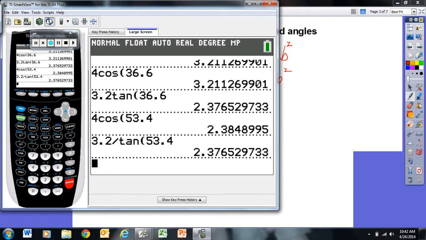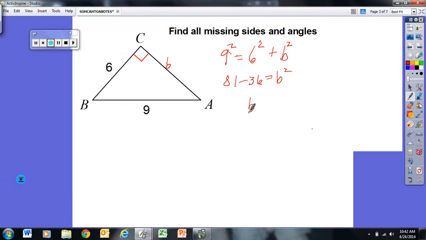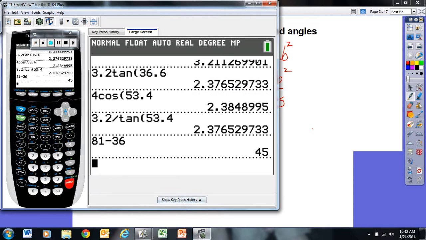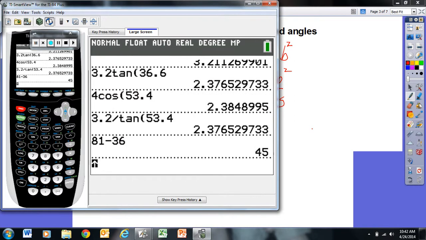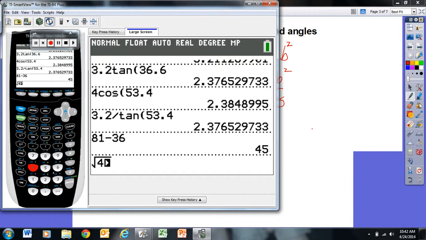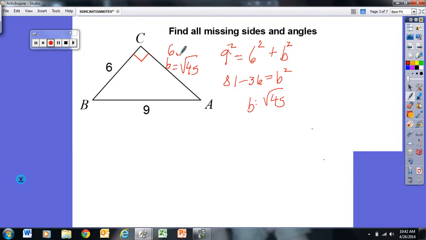So 81 minus 36, oops, this calculator's testy today. 45, and then I would have to take the square root of 45. So this side is the square root of 45, which is approximately 6.5 or something. Second square root. 6.7.